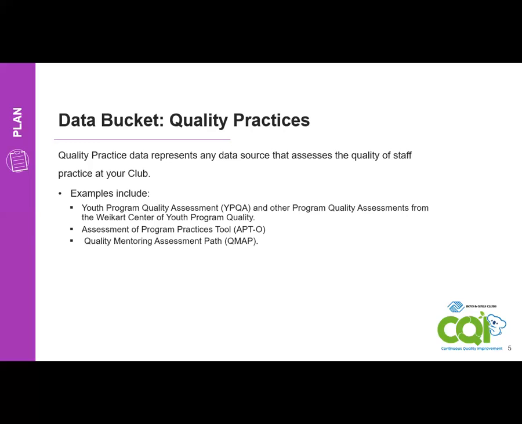These are often observational, and they really look at what the staff are actually doing to ensure the positive experience of the young people. So quality practices, when we think about those, we're just going to think about this is any data that we collect that tells us about the practices our staff are using and how well they are using those practices. So quality practices is one of those that is a little bit more straightforward, as long as you have one of these verified observational assessment tools, such as those listed on the screen before you.